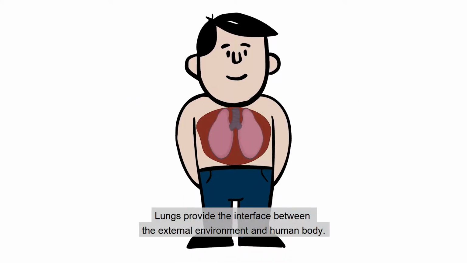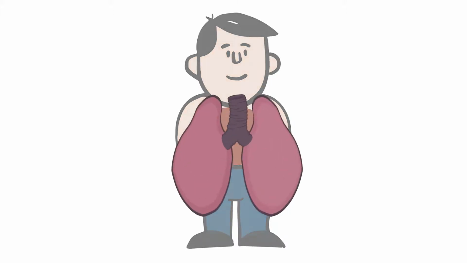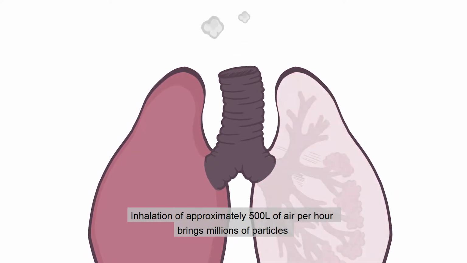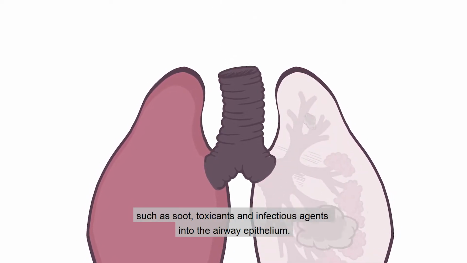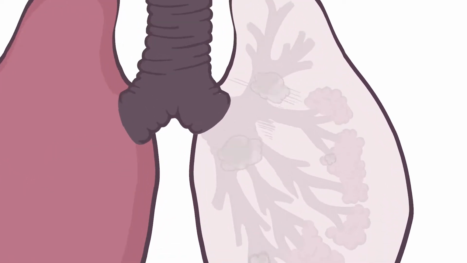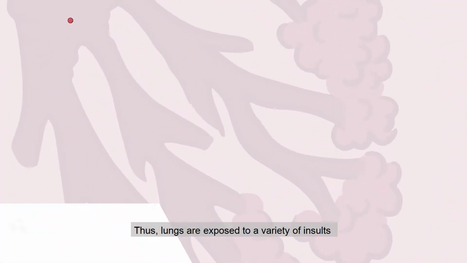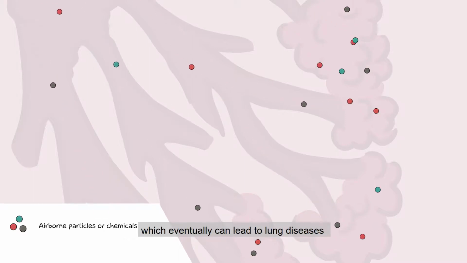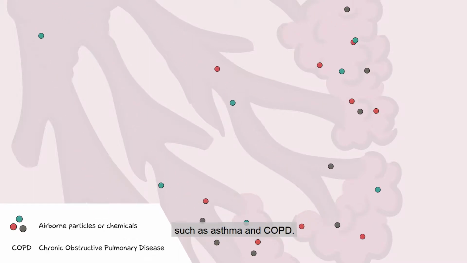Lungs provide the interface between the external environment and the human body. Inhalation of approximately 500 litres of air per hour brings millions of particles, such as soot, toxicants and infectious agents, into the airway epithelium. Thus, lungs are exposed to a variety of insults that might trigger molecular changes in their cells, which eventually can lead to lung diseases such as asthma and COPD.